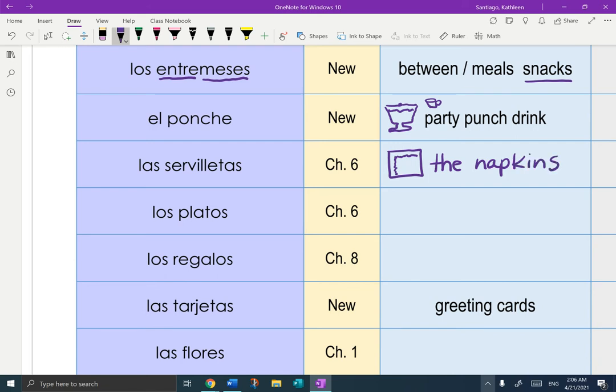Los platos, that's a cognate from chapter 6. I'll draw you one, but I don't think you need it. Okay. The plates, those are good for parties. Los regalos. Ooh, I like a regalo. Kind of looks like this.